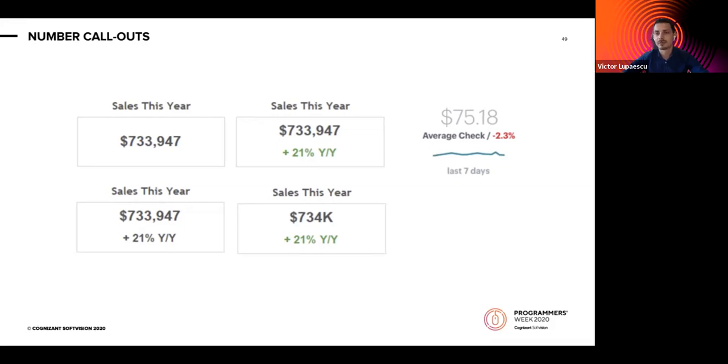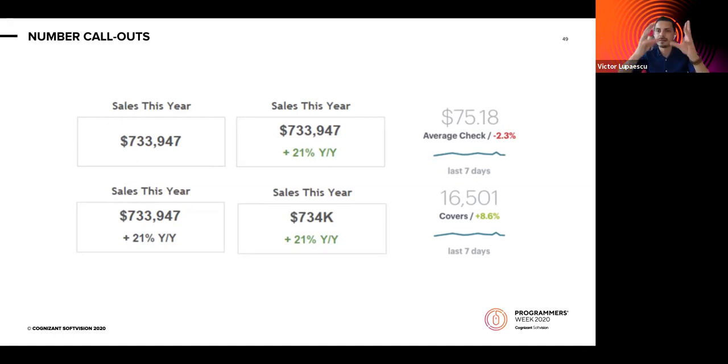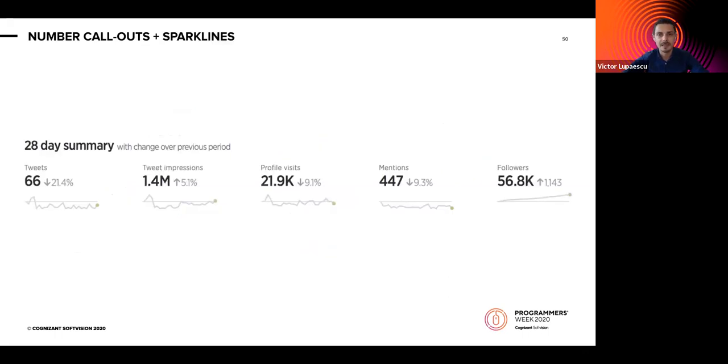Sparklines are really powerful. It's a line chart with no axis, no written axis and no labels on it, it's really powerful to see a trend. And these are some examples. It's really easy to see, okay, this is the value. This is how I did with the previous period. This is how I did during that period. And I've seen this example in Twitter Analytics, 28-day summary with change over previous period. It's a really good example of how you can use number callouts in combination with sparklines to get a lot of information in a really small portion of the screen.